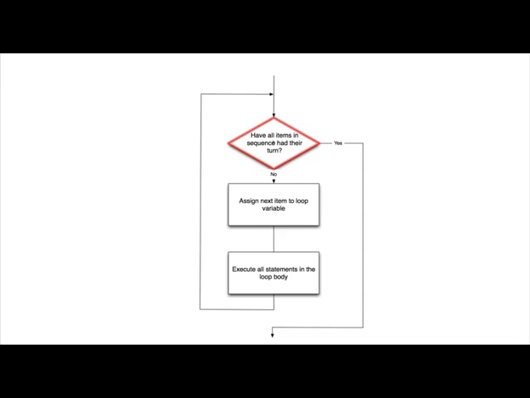Have we used up all the items in the sequence? And if again the answer is no, we follow the no path. But if the answer is yes, then we follow the yes path, and we skip the assignment, and we skip the execution of the statements in the loop body, and we just go on with whatever happened to come after our for loop body.